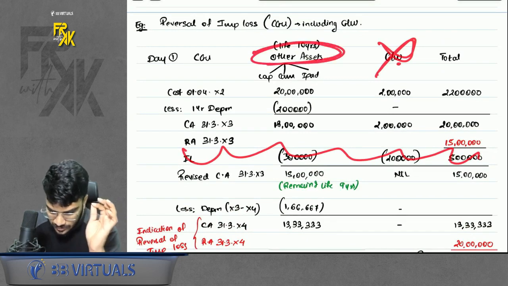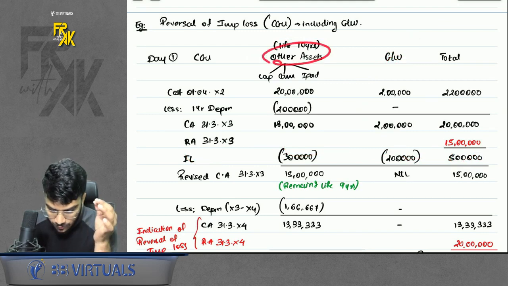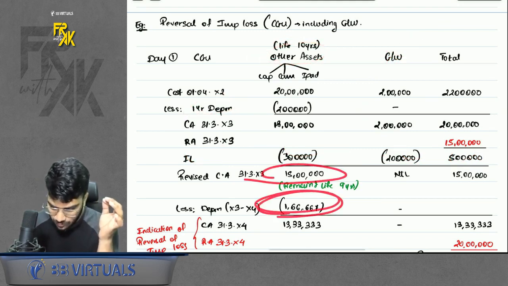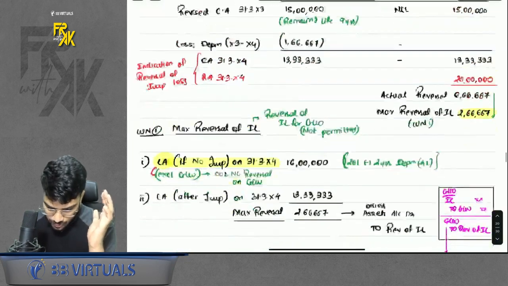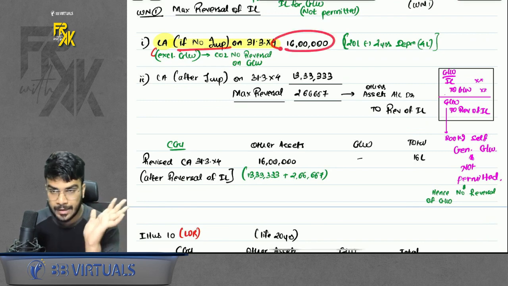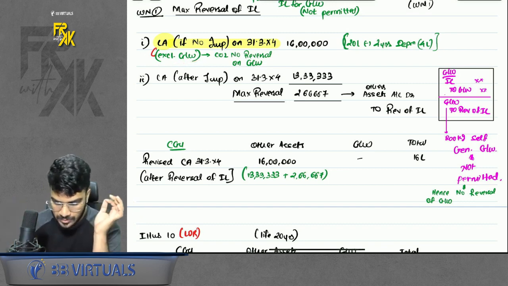Just see these other assets. So if there was no impairment, I would have depreciated these other assets for 1 and 2 years, right? 2 years. Yeah, 1 year, 2 years on SLM basis. So my carrying amount would have been how much? My carrying amount, if there was no impairment, would have been 16 lakhs. Why? 20 lakhs minus 2 years depreciation, that is 4 lakhs. Exclude goodwill. Do not consider goodwill, okay? Because goodwill reversal is not permitted.